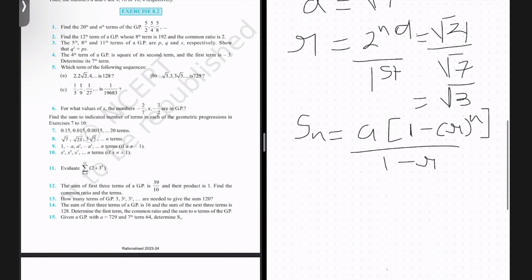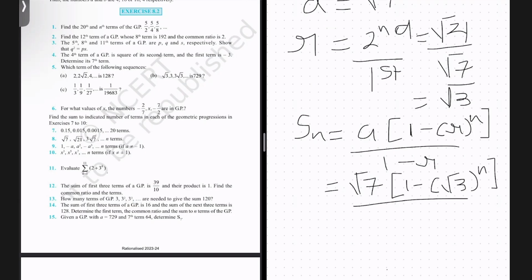And pertaining to that, we have the first term as root 7, right? The common ratio is r, so let us write the values of r now. We have the common ratio as root 3 raised to the power n, and in the denominator we have 1 minus r, and r is again nothing but root 3, so 1 minus root 3. Correct.